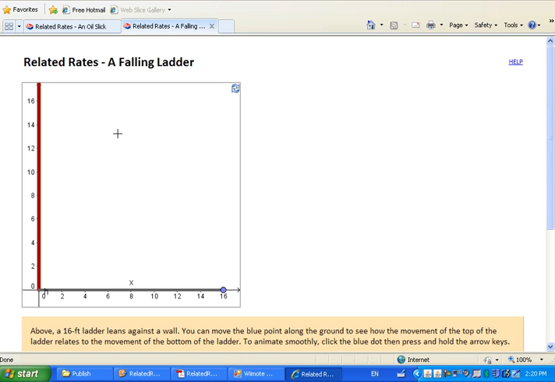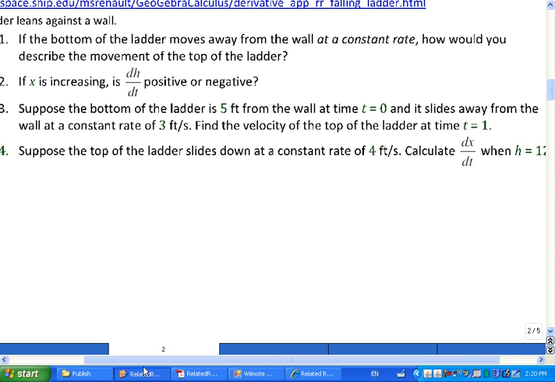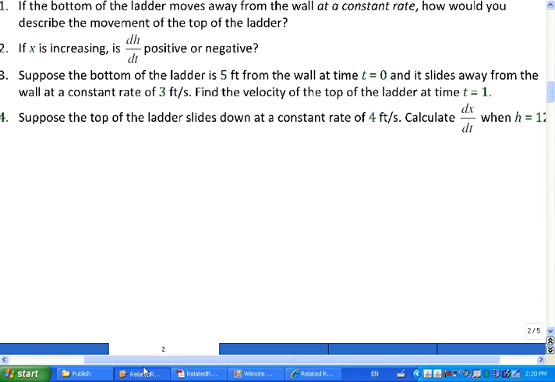Okay? Now, the second question says, if x is increasing, will dh by dt be positive or negative? Negative. So x is the distance that the ladder is away from the wall. So why don't we put this in here as a picture? So here's the wall, here's the ladder, here's x, here's h, the ladder's 16. So as x goes this way, it gets further away from the wall. Would you expect the height to be positive or negative?